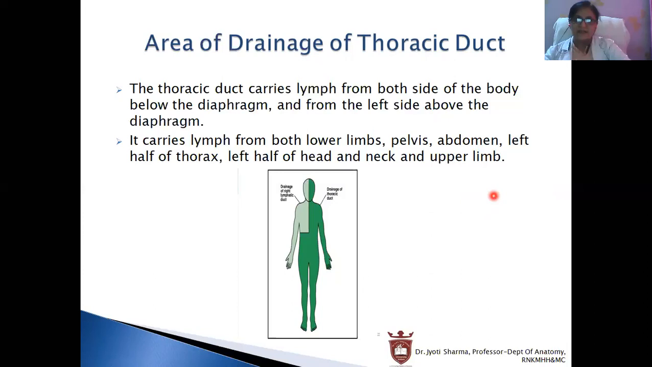Now we see the area of drainage of thoracic duct. The thoracic duct carries lymph from both sides of the body below diaphragm and from left side above the diaphragm. It carries lymph from both of the lower limbs, the pelvis, the abdomen, the left half of the thorax, and the left half of head and neck, and the left upper limb.